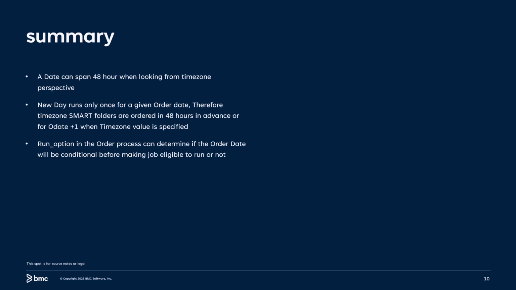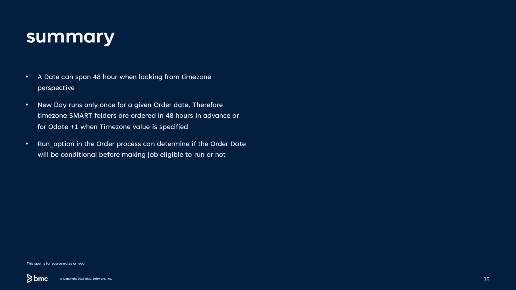In summary, a given date can span 48 hours when looking from the time zone perspective. Ordering during new day uses the time zone field of a smart folder to determine what the run option should be. If the time zone is specified at the smart folder level, run date will always be used for the run option. With order date of +1, the job will be eligible to run when Control-M order date is equal to the job's order date and the time in the specified time zone is equal to the new day time.